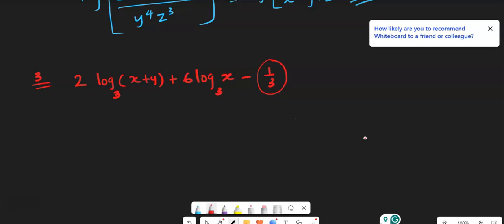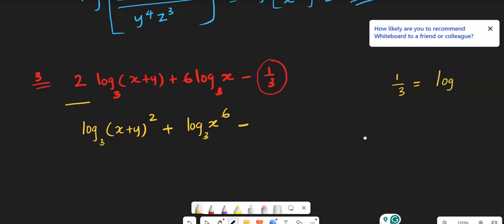Like in the previous problem, just write this as log of x plus y to the power 2, plus log of x to the power 6, minus 1 by 3 can be written as 1 by 3. We are going to write this in terms of logarithm. Just check the base of the logarithm that we already have here. The base is 3. So I'm going to write that as log with base 3 of 3 to the power 1 by 3, because we are using the rule log base b of b to the power x.